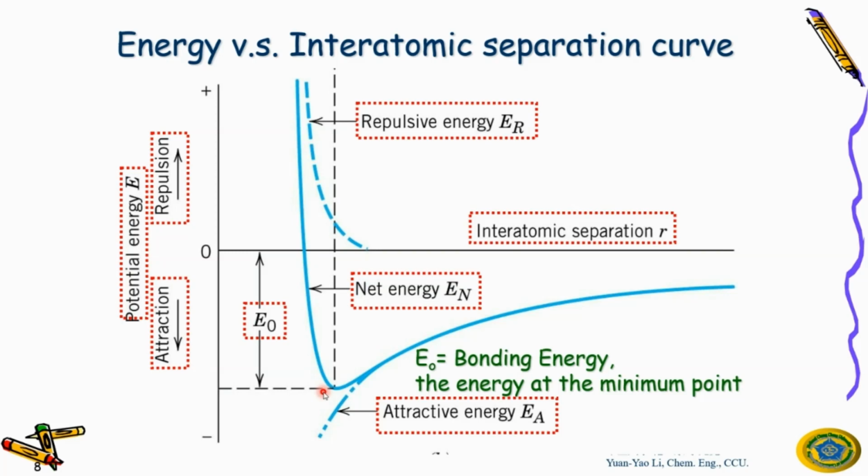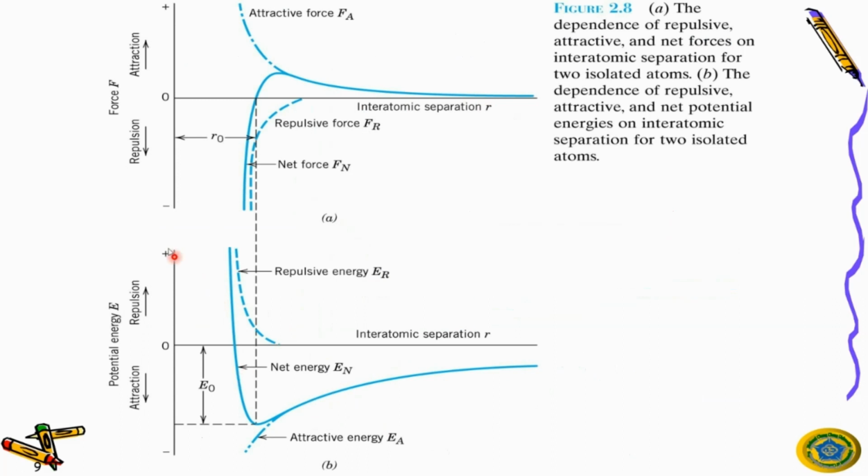Okay, so you learn two terms. First, equilibrium spacing. Second, bonding energy. And of course, this distance here is the equilibrium spacing, right? So at this point, you have equilibrium spacing and bonding energy. Just put these two plots together for your information: the net force like this, and the net energy like this.